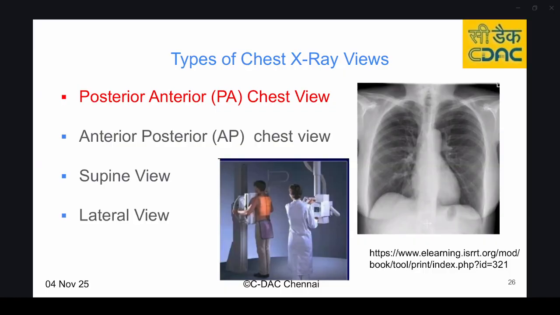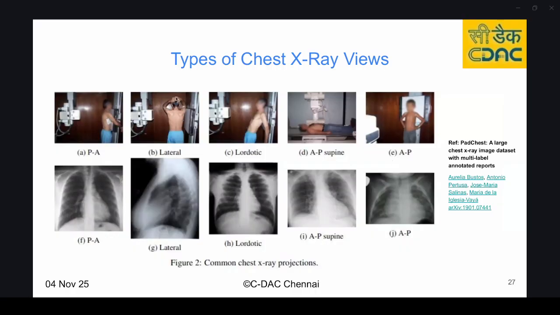There are different types of X-ray images: posterior-anterior chest X-ray images, anterior-posterior chest X-ray images, supine view chest X-ray images, or lateral view chest X-ray images. In posterior-anterior chest X-ray images, the person is in this position, where the X-ray beam falls on the back side of the person, and you will get the film like this. But in other methods like lateral images, the X-ray beam will fall on the left side of the person standing like this, and you will get a lateral X-ray like this.